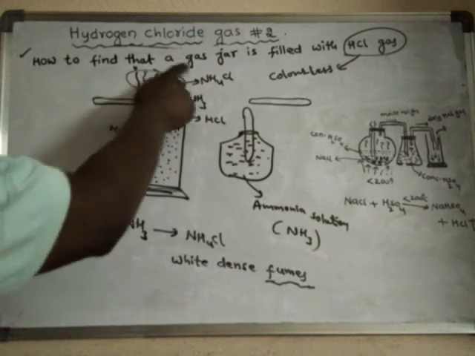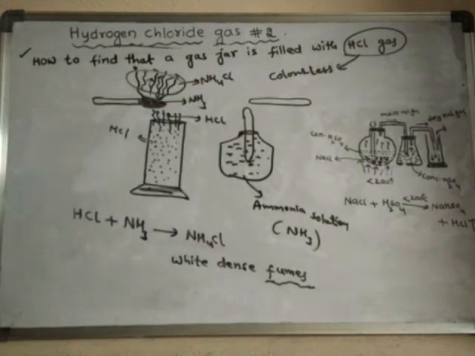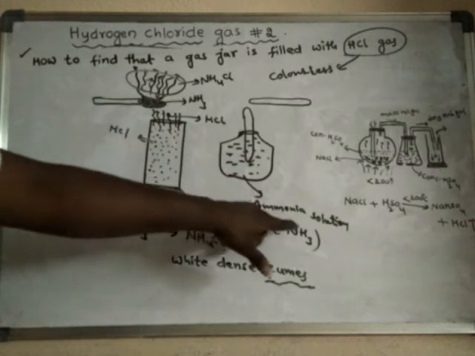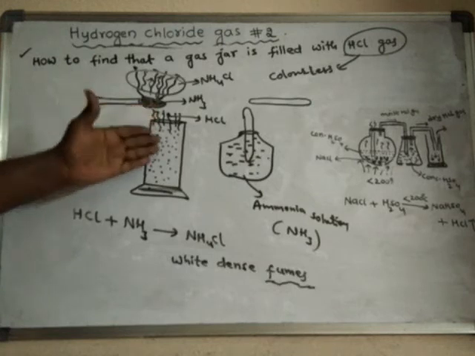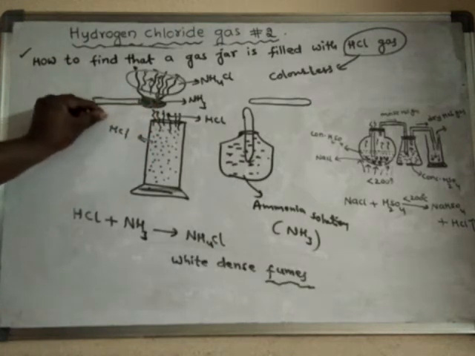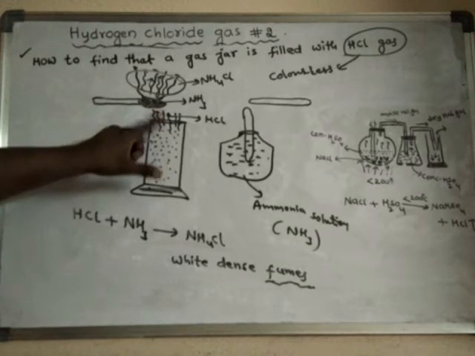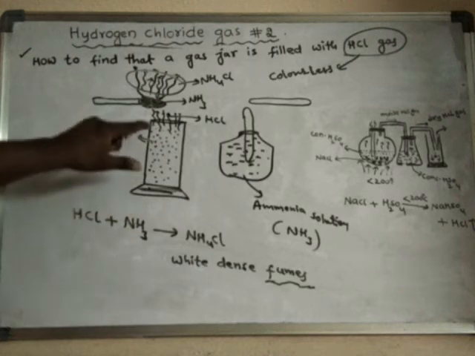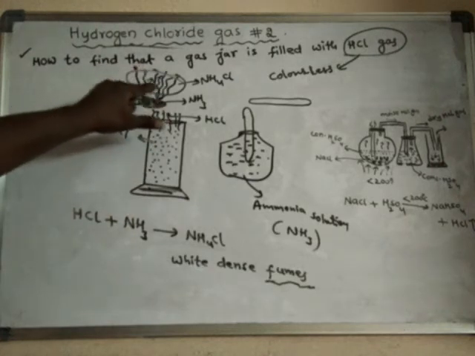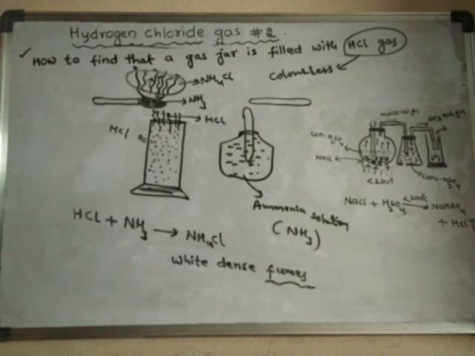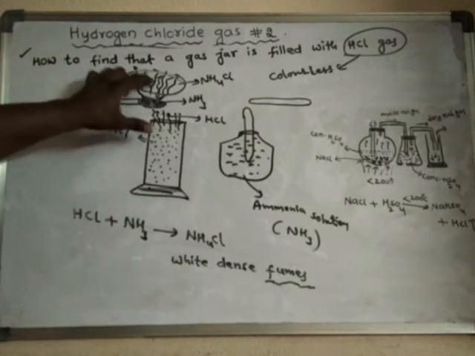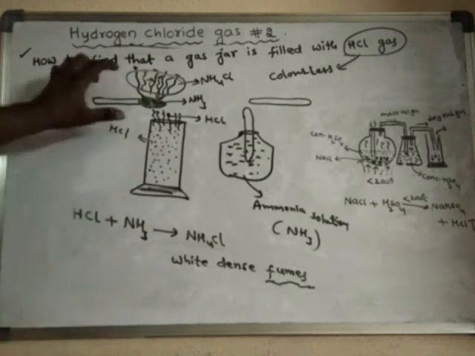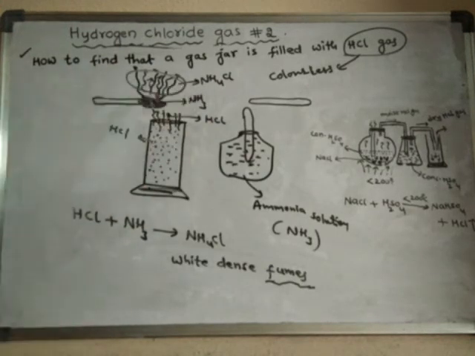So how to find that a gas jar is filled with HCl gas? Simply bring a glass rod which is dipped in the ammonia solution towards the mouth of the gas jar and open the lid of the gas jar. The gas will come out and touch this ammonia. If it touches the ammonia and produces white dense fumes, then this gas is said to be HCl gas. No other gas will produce white dense fumes with ammonia except HCl.